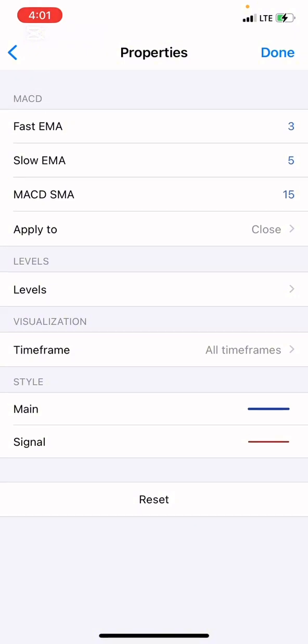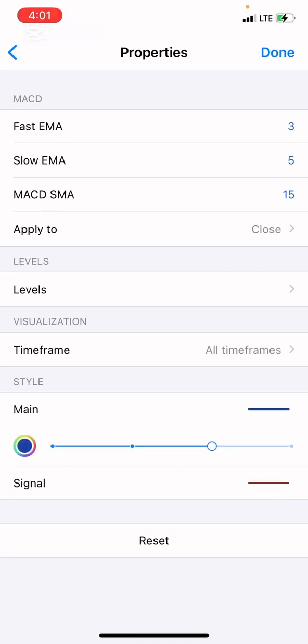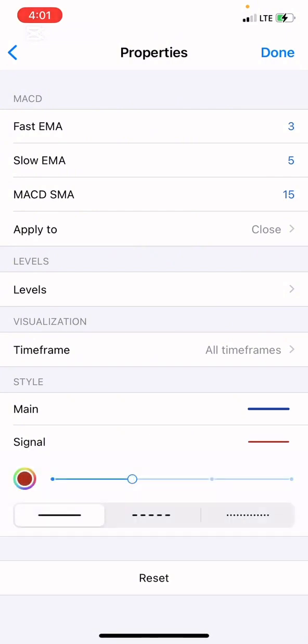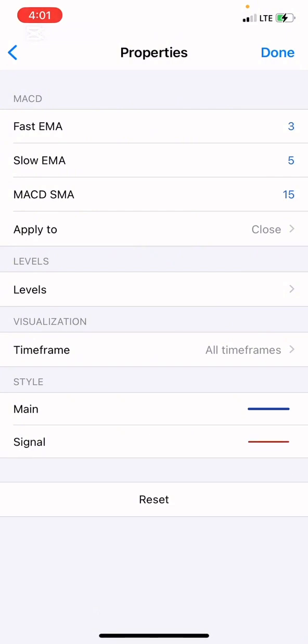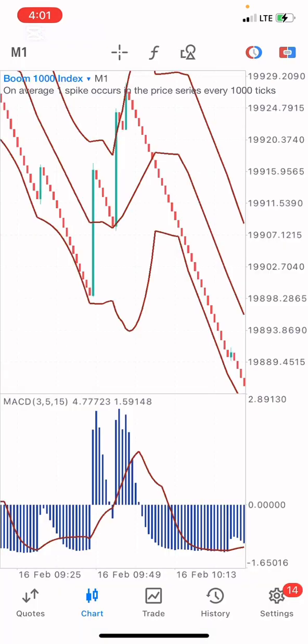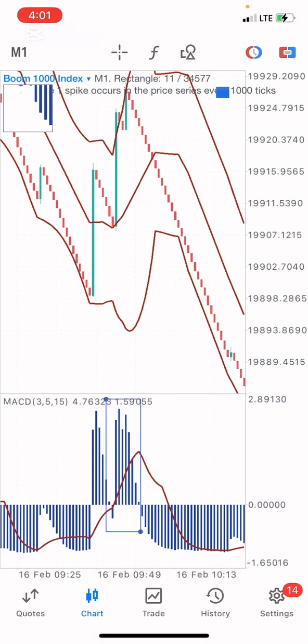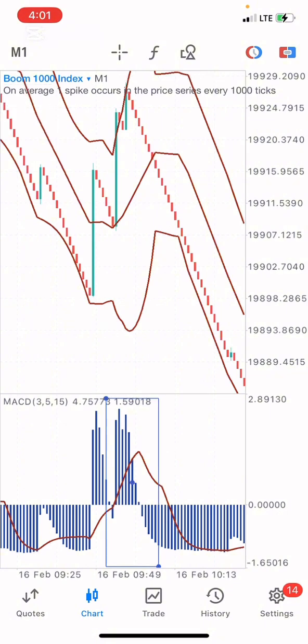And then for visualization, allow it to be on all time frames, right? And then for main signal, please choose whatever color will show properly on your screen. And then also for signal style, right, make sure you use a color that also pops on your screen. So just click done when you're done with that, and you have your MACD setup in the indicator area of your chart.